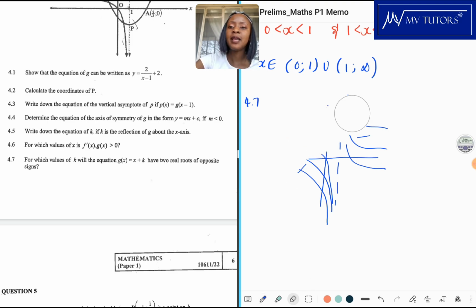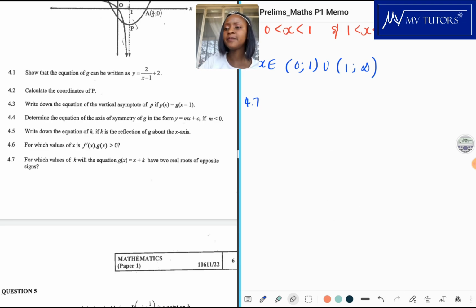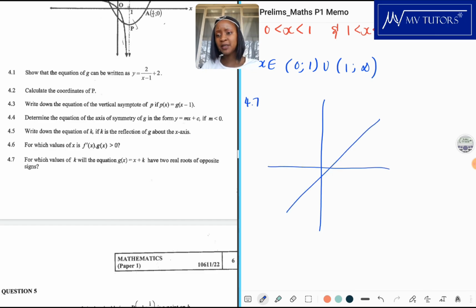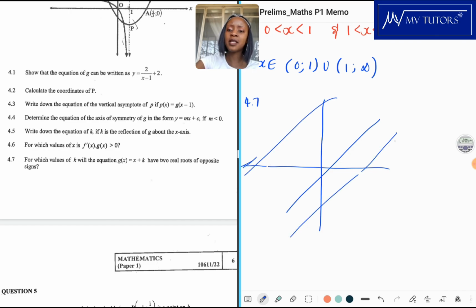So the hyperbola can't have two real roots of opposite signs, it can only have one. But then the question itself is not referring to the hyperbola. It says g of x is equal to x plus k. Like, what happened to the hyperbola now? Okay, x plus k, if we say g of x equal to x, that is like a straight line, and k is a vertical movement. A straight line, whether you move it up or down, will only touch the x-axis once. So if I keep moving it up, it's touching now the negative side. If I move it down, it's touching the positive side.